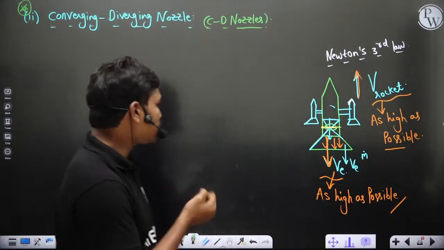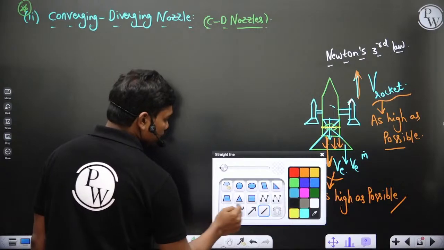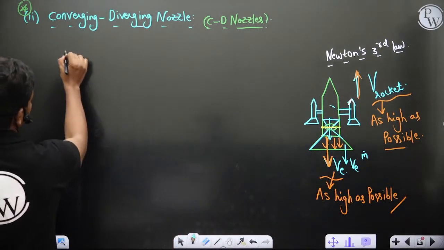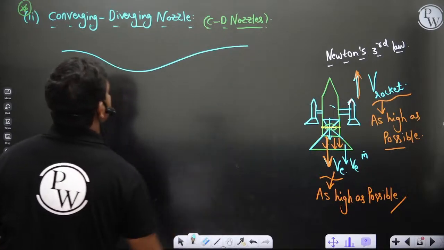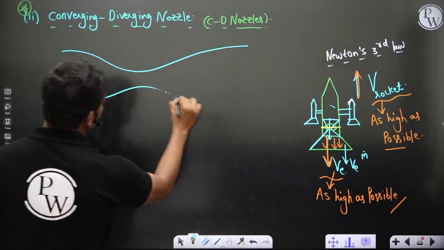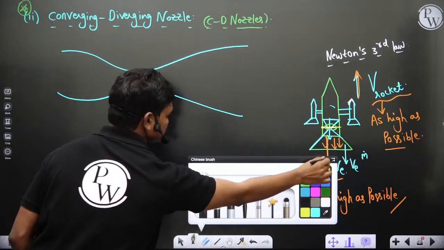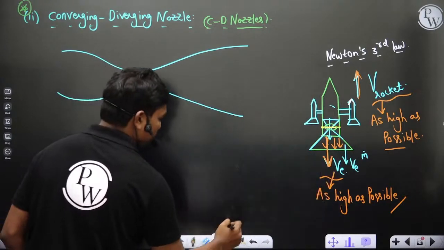Now let's understand some important things. If you have this nozzle, for example, a converging and diverging nozzle like this, let's see.